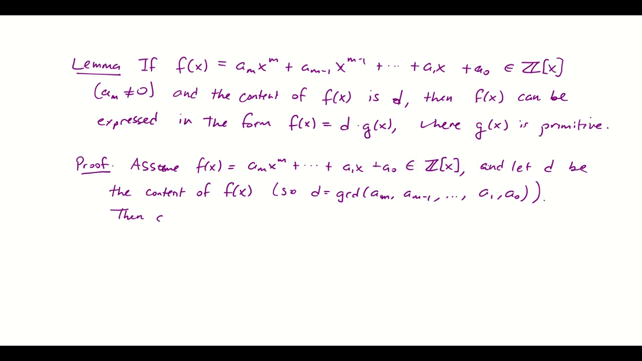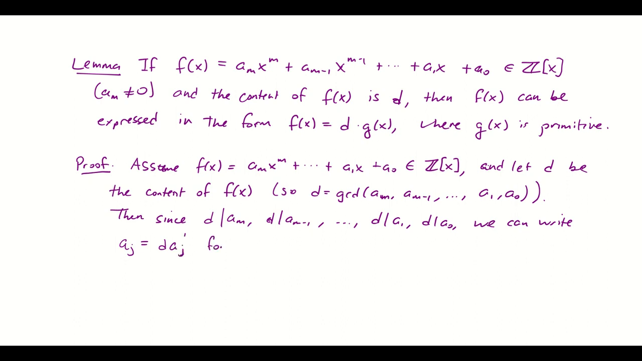Then, since d is the GCD, it must divide each of the coefficients. So d divides a_m, a_{m-1}, etc. We can write a_j is equal to d times a_j prime for some a_j prime in the integers for every j from 0 all the way up to m.